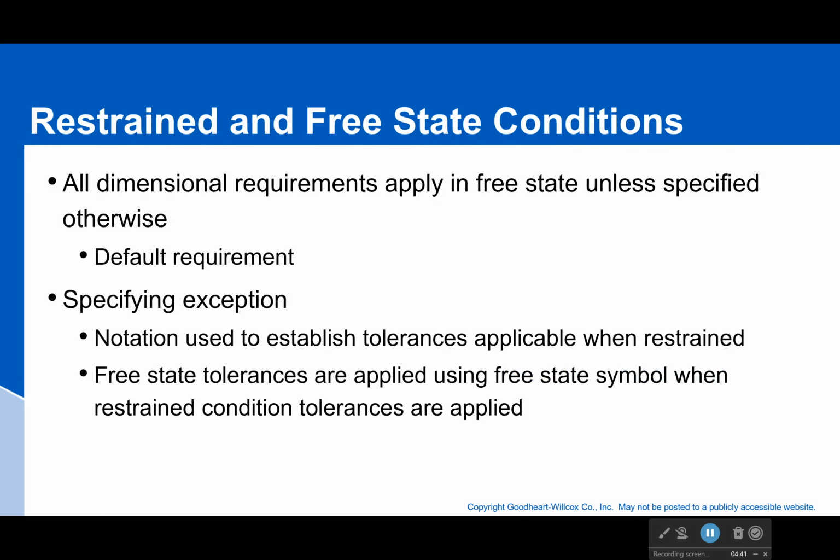Okay, so I mentioned this earlier. I kind of jumped ahead of myself, as I always do. All dimensional requirements apply in the free state, which means there's nothing clamping it down unless we specify otherwise. That's the default. We have to use a note if we want to say that there is some sort of force being applied to hold it in place when we're measuring our tolerances. And if we do that, then we have to use the free state symbol to make sure people know that other tolerances don't have to be held in place.